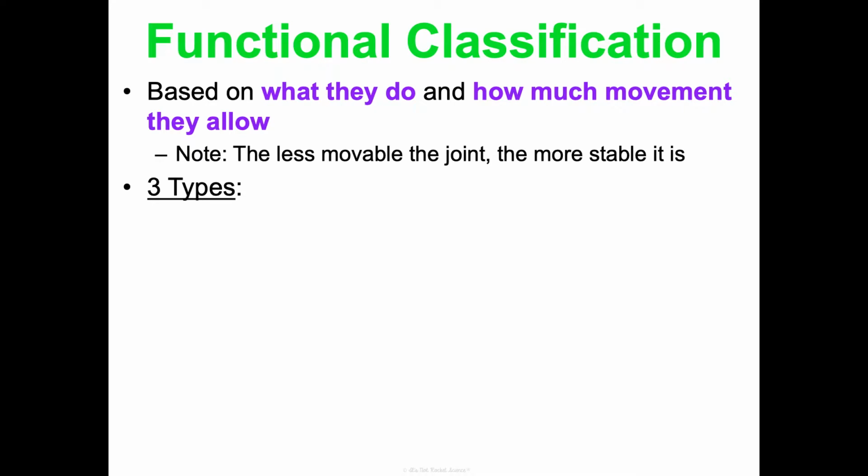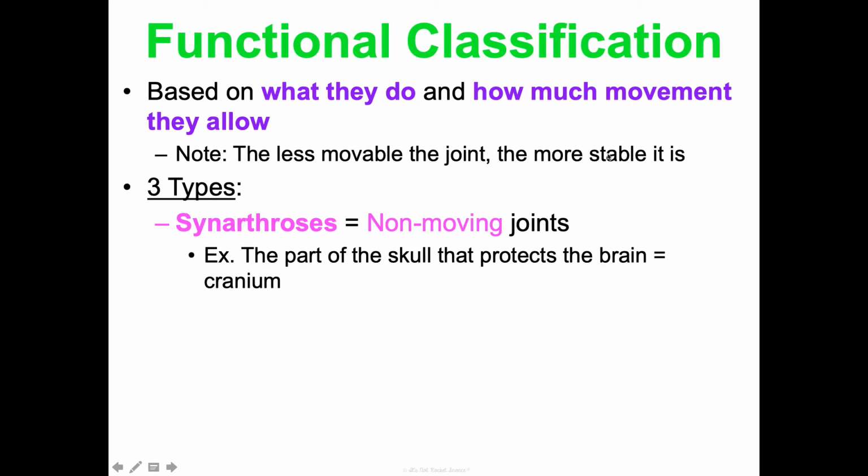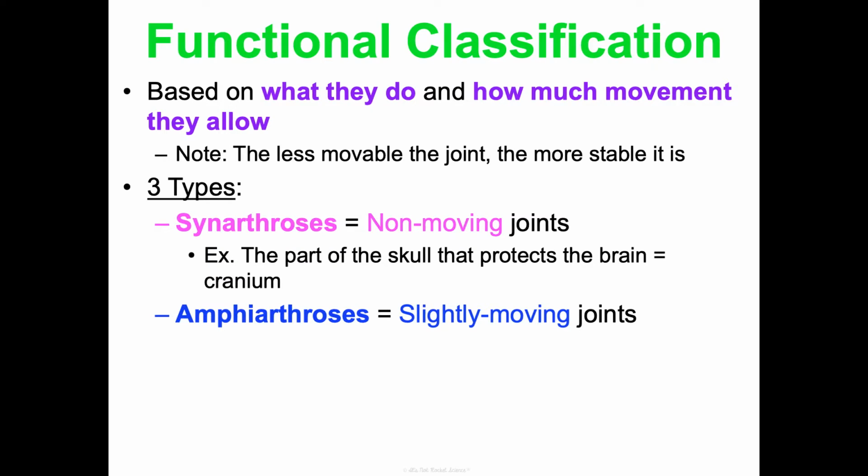Let's talk about the three types of functional classification. So first, we have a synarthrosis joint, or plural is synarthroses. These are non-moving joints. Thus, they're the most stable. Example, these are the parts of your skull that protect the brain. So we saw in our skeletal system there are many bones in your skull, but the ones that are specifically over your brain are your cranial bones, covering your cranium. The joints between those, where those bones meet, are synarthroses.